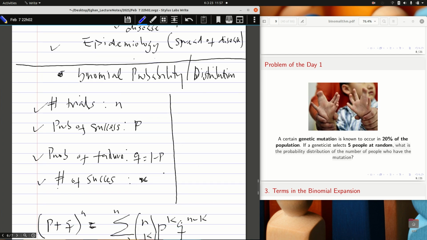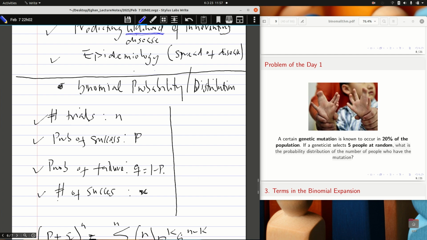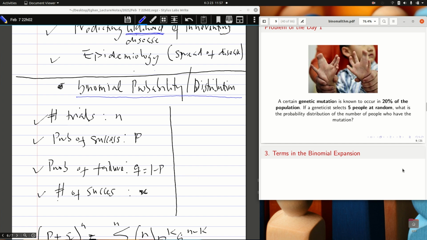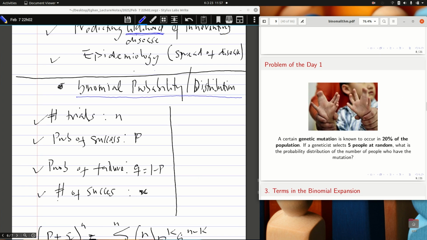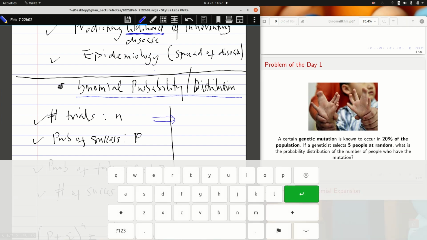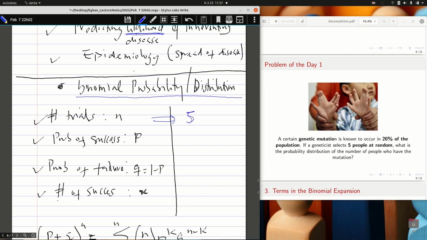Okay, so let's see how we are going to solve this. How do we apply our binomial theorem? In statistics, we have something called binomial probability or binomial distribution. In binomial probability, there are certain things we want to look out for. One is the number of trials. The number of trials is like the survey we did. It was 5 people we tested. The probability of success was the p, given as 0.2. What is the failure rate? We are using q, and that was 0.8.